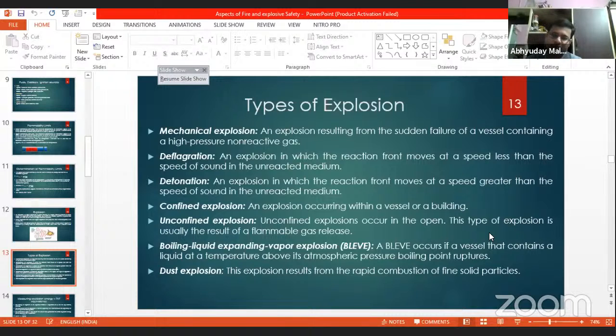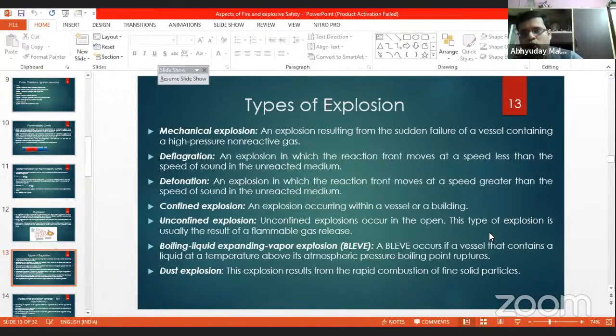Secondly, deflagration. This is an explosion in which the reaction front moves... what is the reaction front? Commonly, explosions are the result of some rapid combustion reactions. The reaction front is the area or the energy carrying area from the reaction. That is the surrounding air or atmosphere that carries the energy of the reaction with it. That is the reaction front. And it moves outwards from the center of the explosion. And this reaction front compresses the air surrounding it, which results in the propagation of the pressure wave.